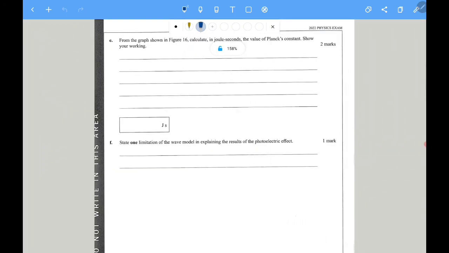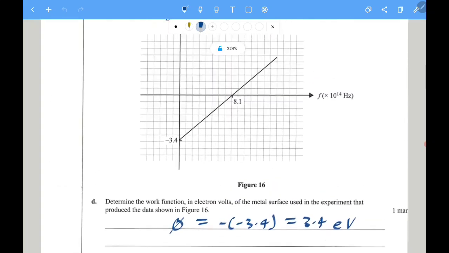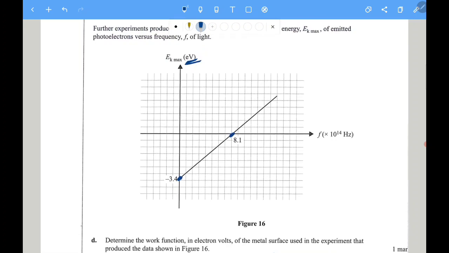volts. So from the graph in figure 16, calculate in joules seconds the value of Planck's constant. Alright, so Planck's constant is given by the gradient of our kinetic energy frequency graph. So we have to use rise over run, right? It doesn't matter whichever points you choose, as long as you are consistent. Pick the points on the line. In this case, pretty straightforward. You pick those 2 points, nice and easy.